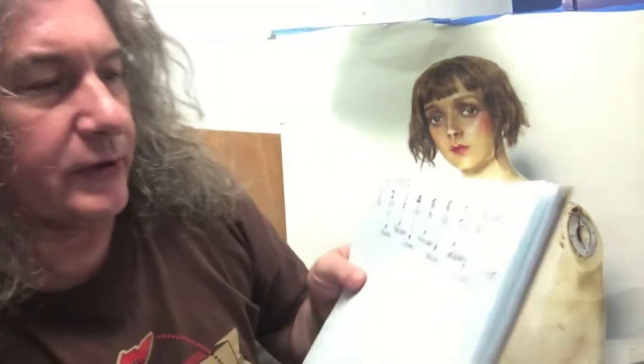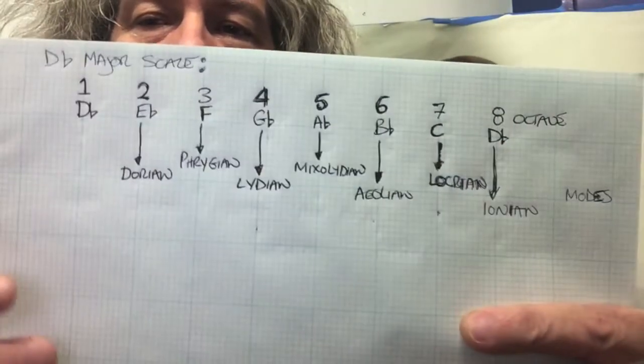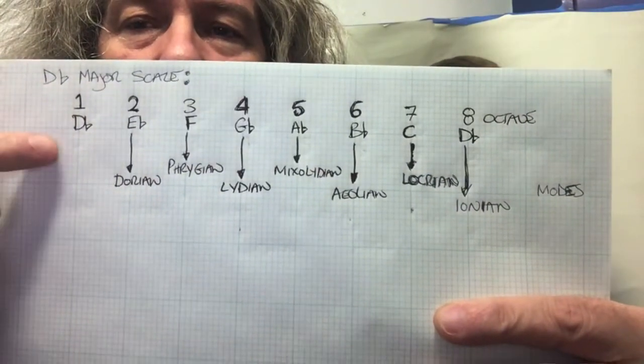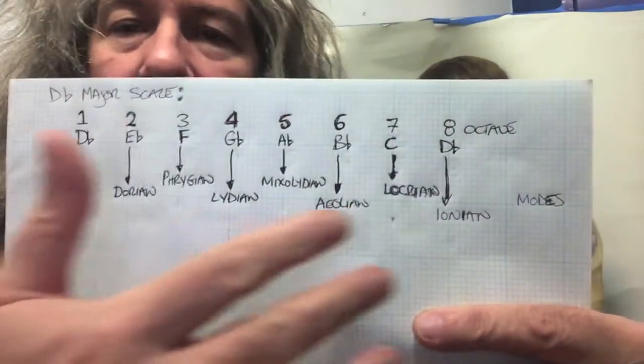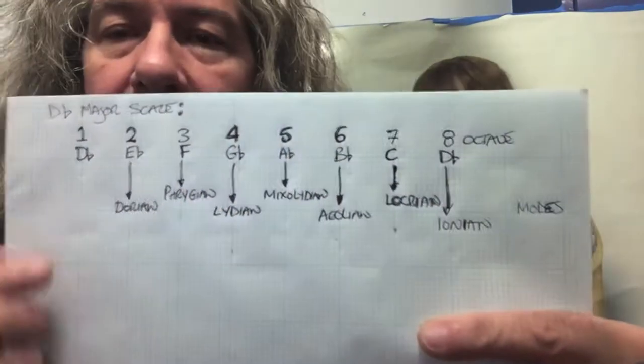I wanted to show you something that really helped me. Gave me a bit of an aha moment. So I'm going to start off basically, and I'm going to fill this in. I don't know if you're going to be able to see this, but it's like the D flat major scale, do, re, mi, fa, sol, la, ti, do, 1, 2, 3, 4, 5, 6, 7, 8 octave, and these are the notes.